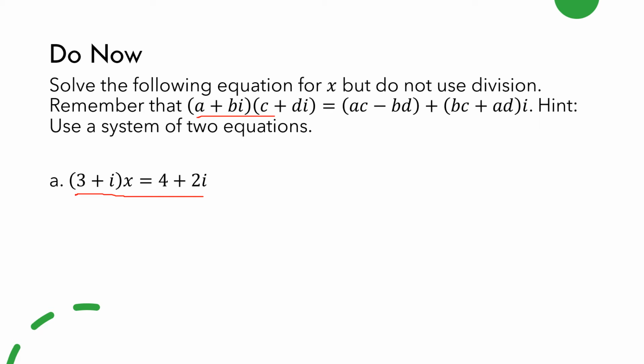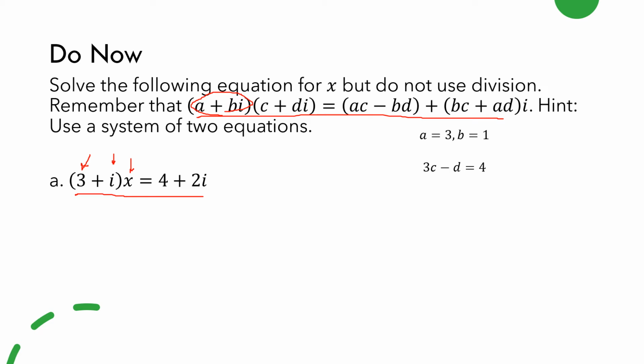Think about the multiplication of two complex numbers. You get this sort of formula. We can actually use this to solve our equation for x without having to use division, so to speak. Remember that if we have a + bi right here, then a is going to be 3 and b is 1.